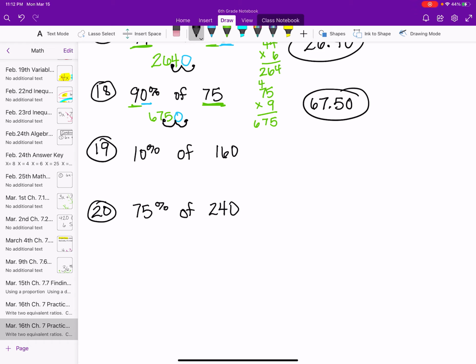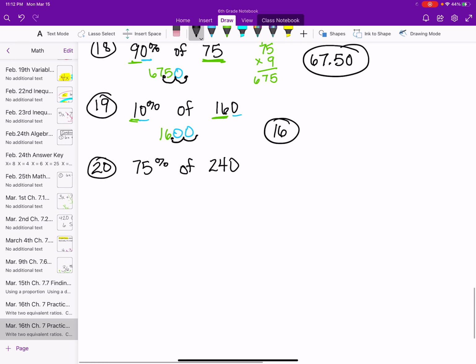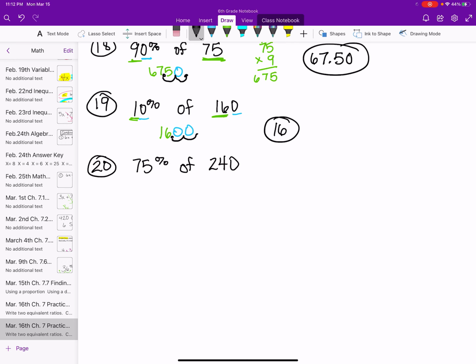Okay. This next one, 10% of 160. So I have 1 times 16 is 16. I had 2 zeros that I didn't use. 0, 0. I move my decimal 2 places back. 1, 2. So 16 is 10% of 160. Last one. I have 75% of 240.